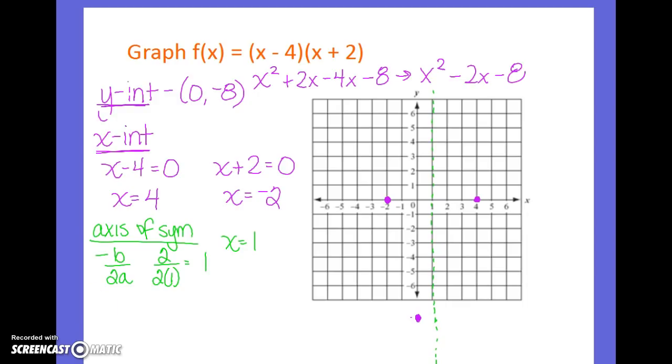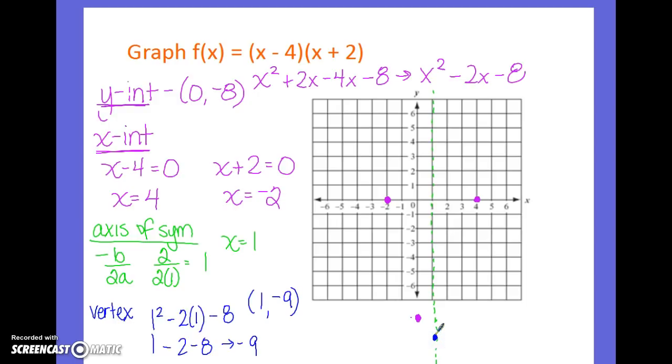And now that I have my axis of symmetry, I could find my vertex by substituting in that 1 for x in my function to get my y coordinate. So 1 squared minus 2 times 1 minus 8. 1 squared is 1, minus 2 minus 8. 1 minus 2 is -1, and -1 minus 8 is -9. So my vertex point is 1, -9. Again, that would be off the charts. Go figure, just my luck. And it's about a roundabout right here.